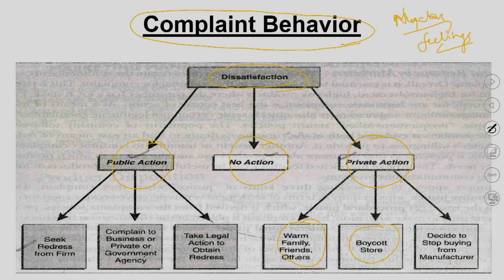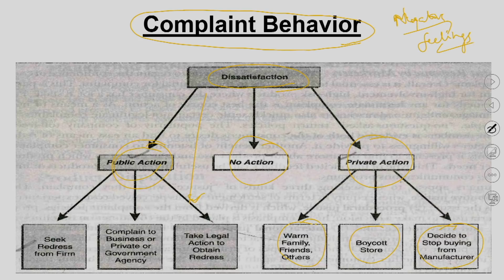This part is the public action, which is what complaint behavior is all about. We'll focus on that, but briefly, in private action he can also decide to stop buying from that manufacturer, so he can quit, exit. That is what he can do. Or the consumer can take no action at all, so he is dissatisfied but doesn't take any action. But what can majorly happen is the consumer can take a public action.